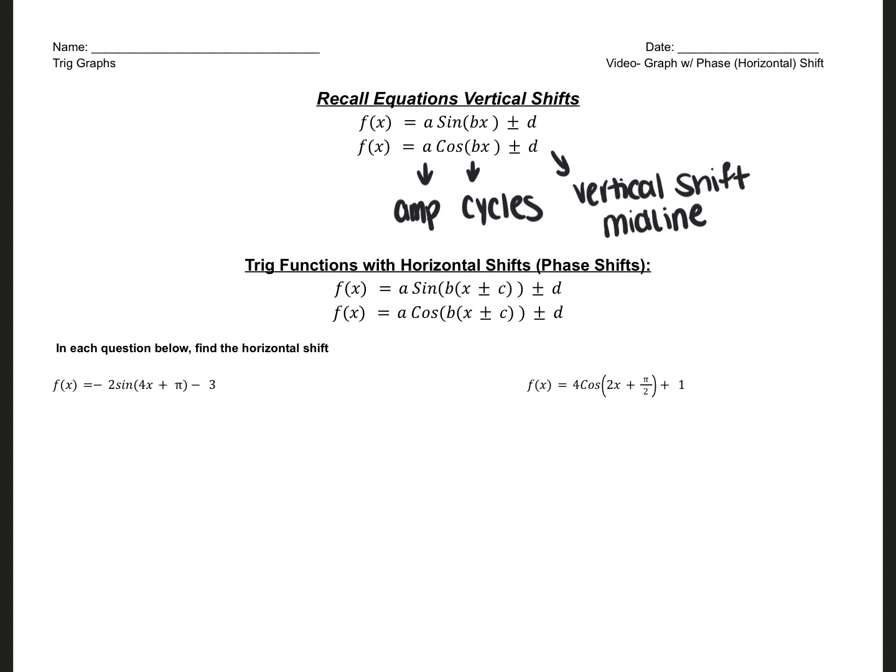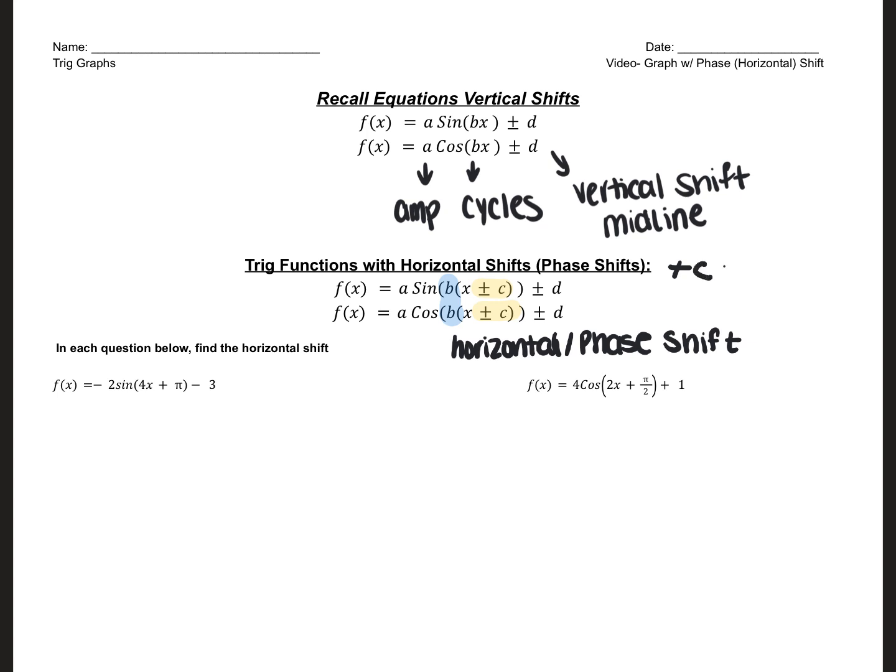So now today we're going to discuss equations that have an added piece inside the parentheses. So A is still my amplitude, B is still my cycles, and D is my vertical shift. But in this case, we have this plus or minus C inside the parentheses. So this piece right here with the B on the outside, notice the B is on the outside, that is called a phase or a horizontal shift. So this is horizontal or phase shift.